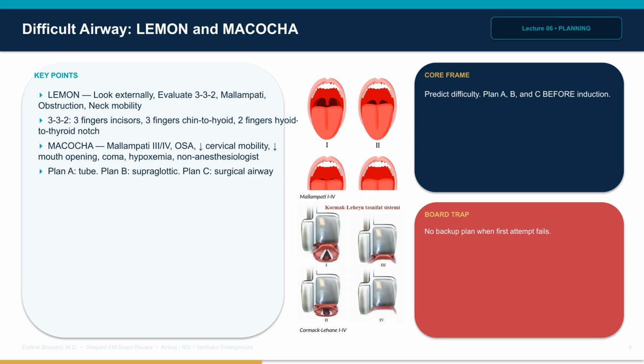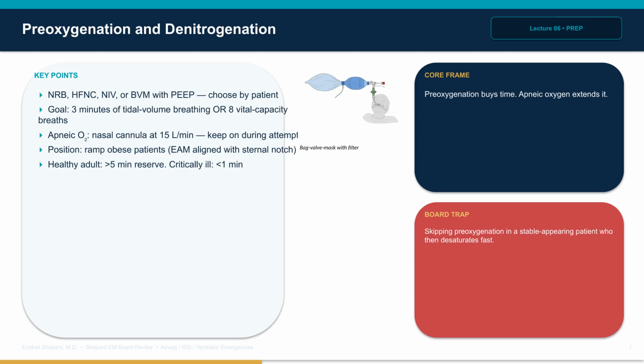Cormack-Lehane grading scores the laryngoscopic view from grade 1, full cords visible, to grade 4, no glottic structures seen. Grade 3 or 4 predicts difficulty and prompts a video laryngoscope, bougie, or supraglottic rescue. Preoxygenation buys time. Use a non-rebreather, high-flow nasal cannula, non-invasive ventilation, or bag mask ventilation with PEEP based on the patient. Goal: 3 minutes of tidal volume breathing or 8 vital capacity breaths if time is short.